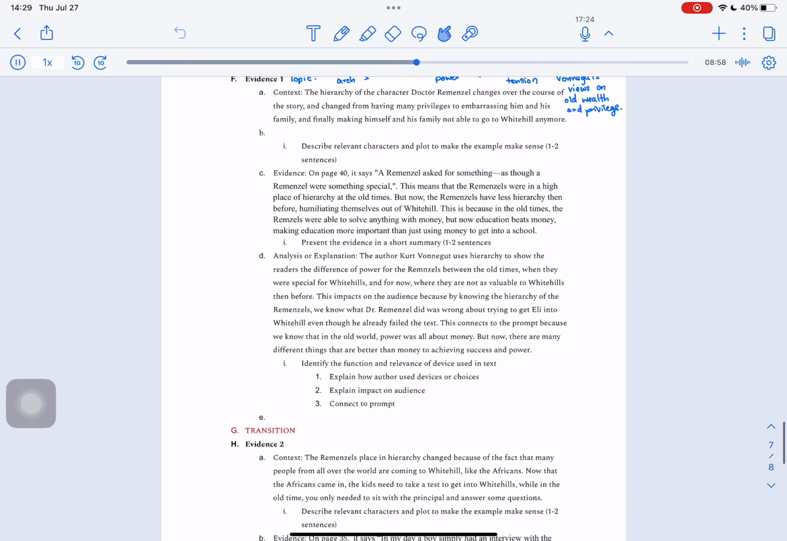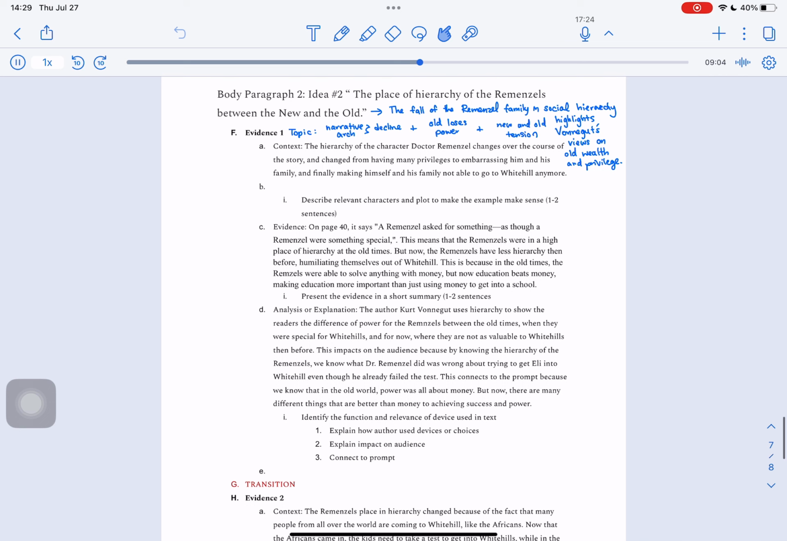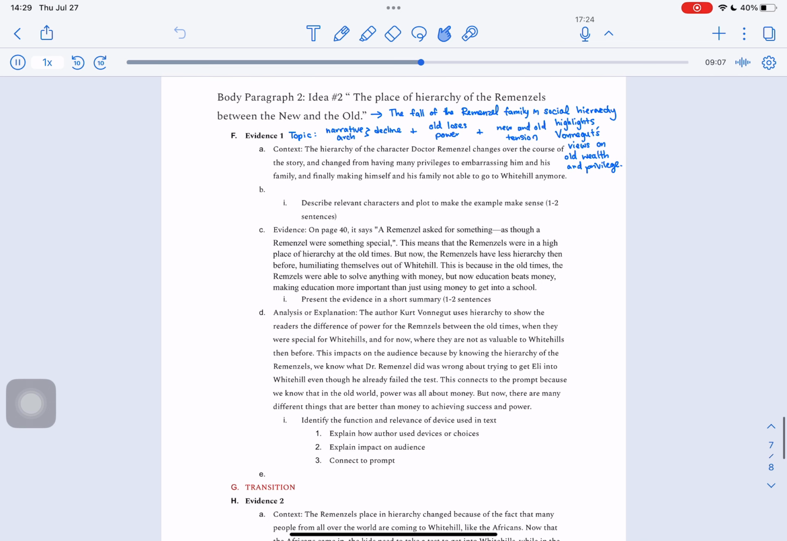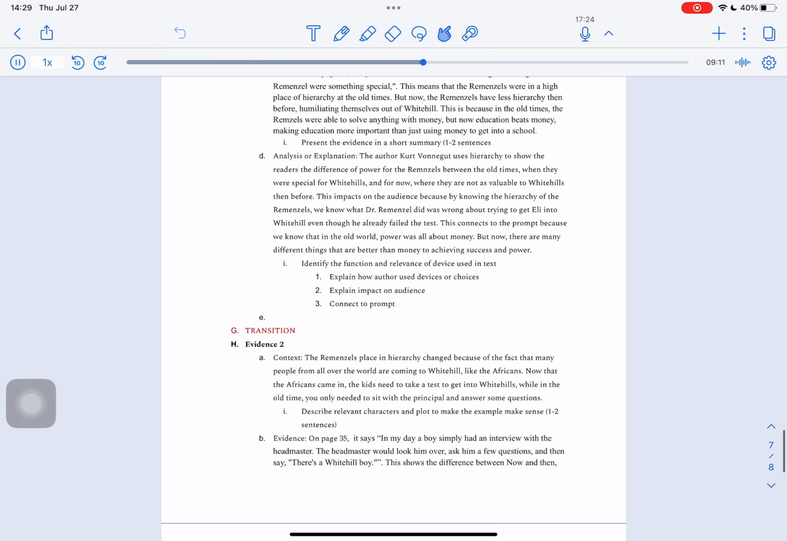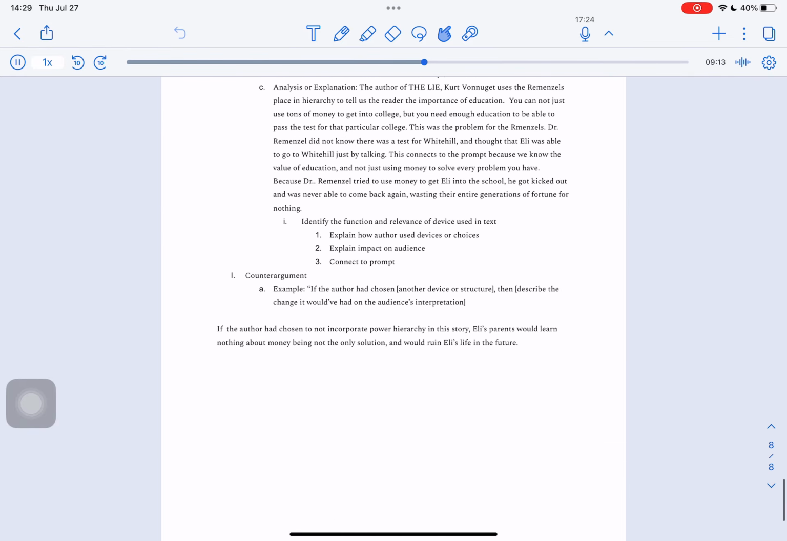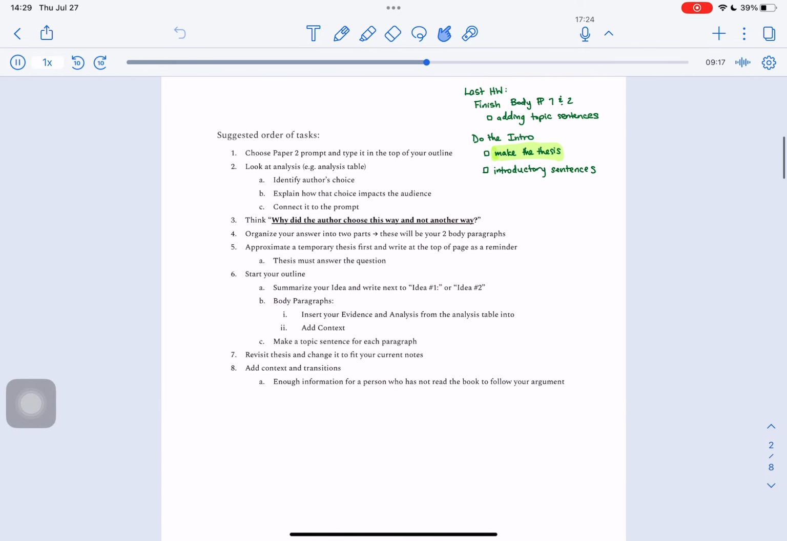Okay, so this one's like a different flavor, right? We still get Vonnegut in there, but he's not the first part of the sentence. The fall of the Remenzel family in social hierarchy highlights Vonnegut's views on old wealth and privilege. Better than you could have thought of? That's the power of doing it as a class. That's going to be on the video. See, that's how that works.